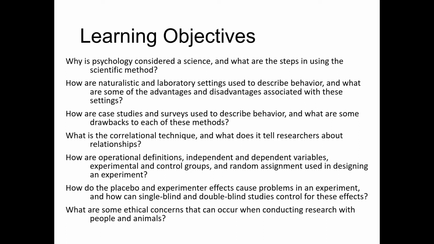Next, we will go over various concepts such as operational definitions, independent and dependent variables, and so on, and introduce you to how an experiment is carried out, and some of the issues we need to avoid, such as placebo and experimenter effect, and ways to avoid these issues. And last, we will go over the ethics in conducting research.